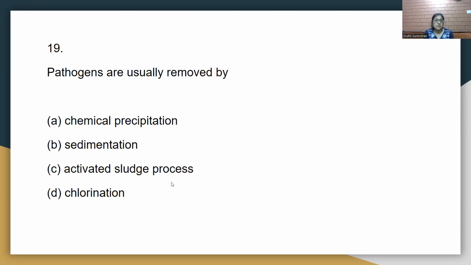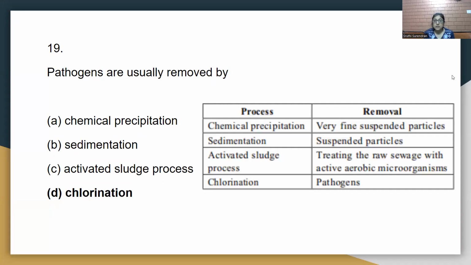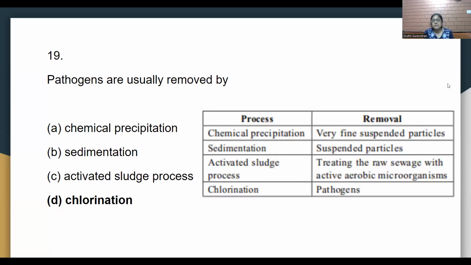Moving on to the last question. Pathogens are usually removed by chemical precipitation, sedimentation, activated sludge process, or chlorination. Answer is D. Chemical precipitation is used for removing very fine suspended particles. Sedimentation is used for removing suspended particles. Activated sludge process is for treating sewage, and chlorination is a disinfection process used for removing pathogens.